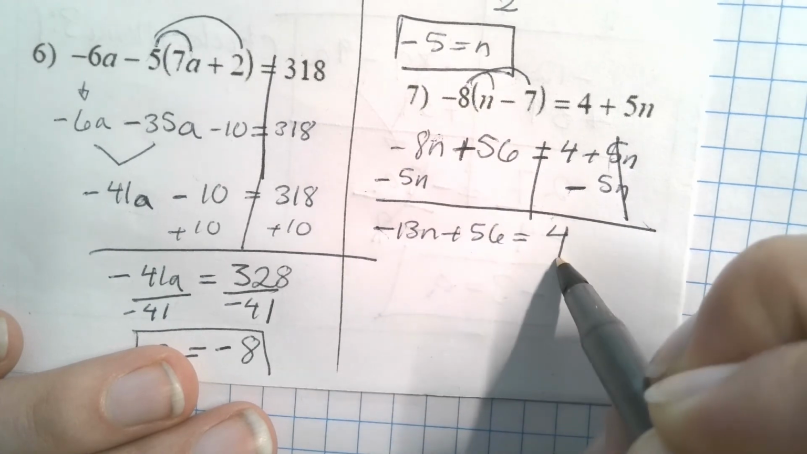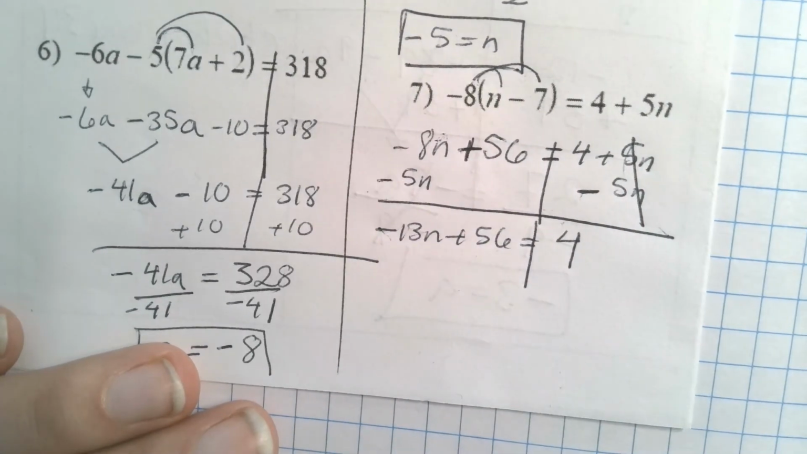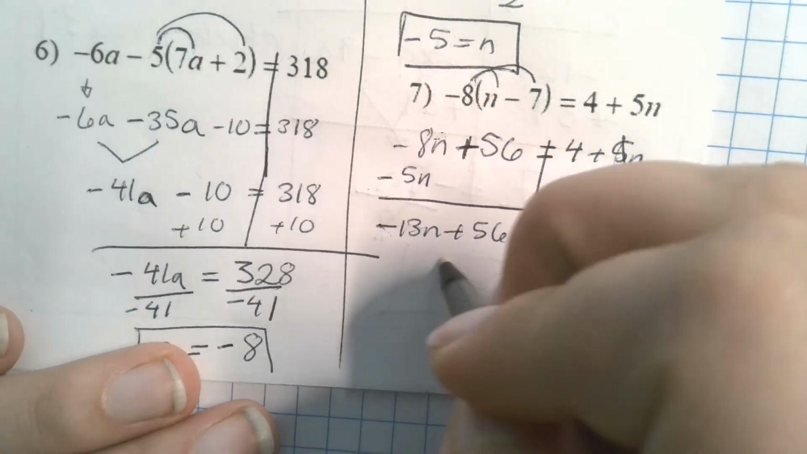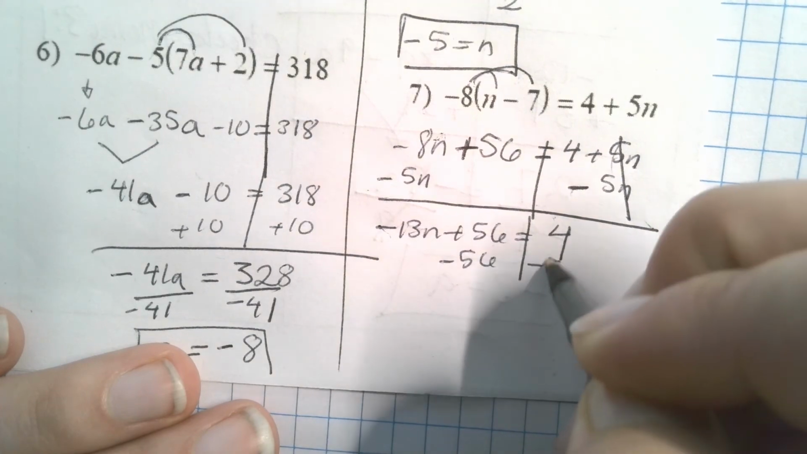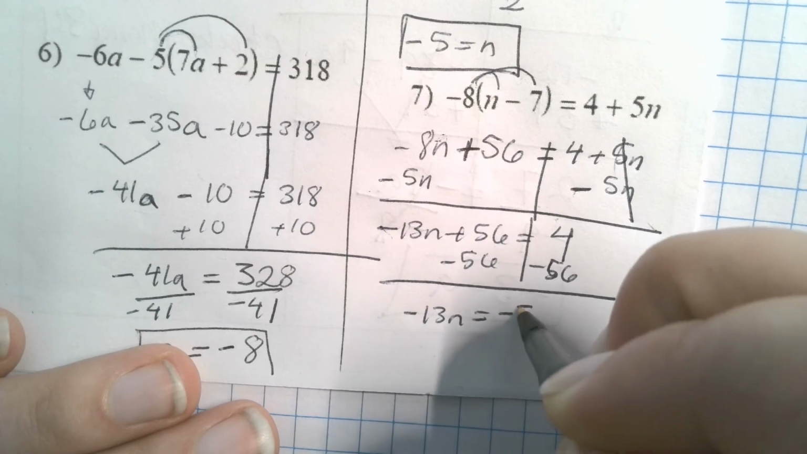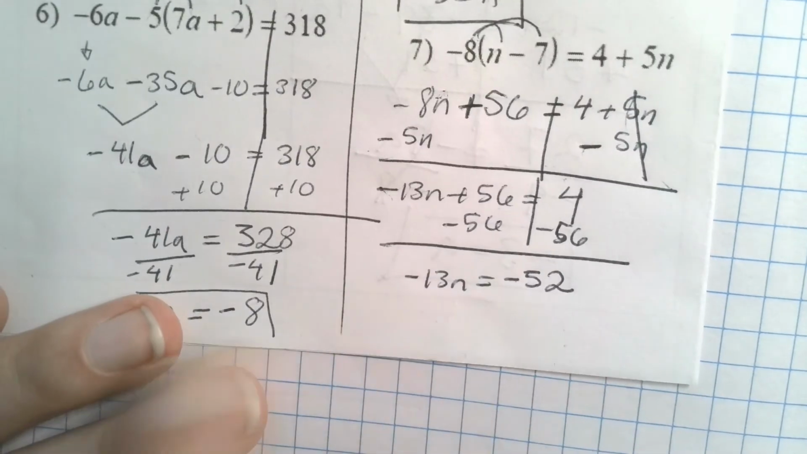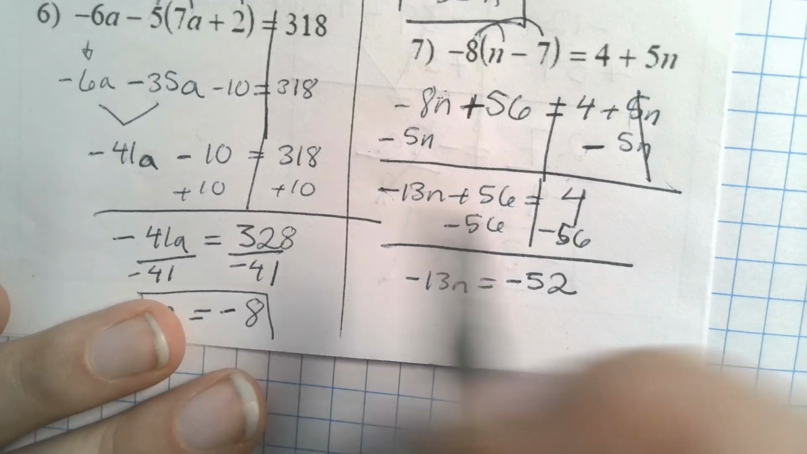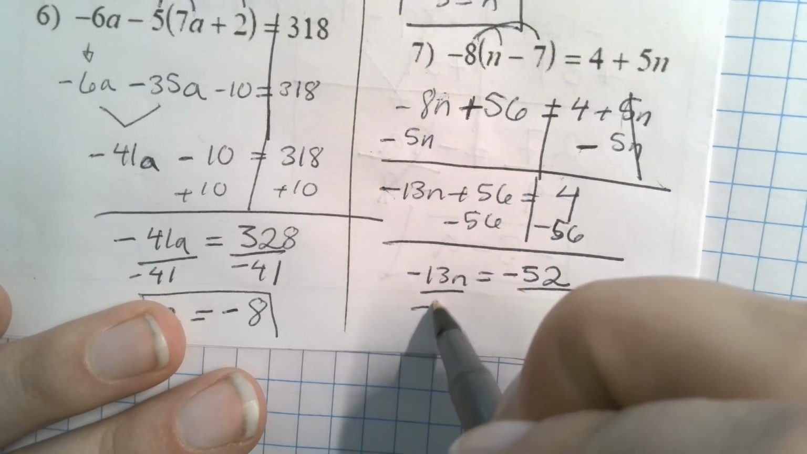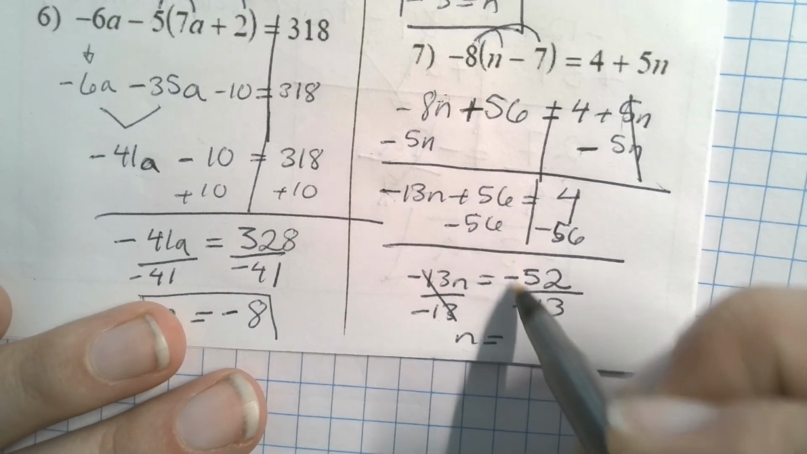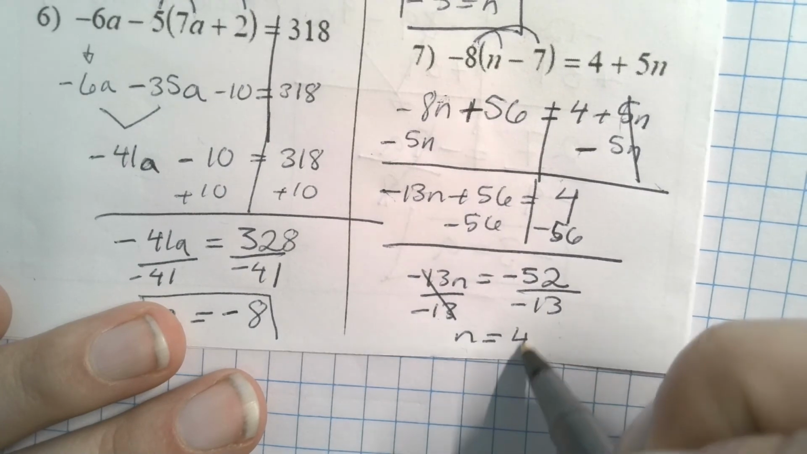Uriel, can you tell me my next step? And then Joelle, you're going to tell me my last step. Yeah, minus 56 on both sides. When you're ready, Joelle? By what? Negative divided by a negative is a positive.